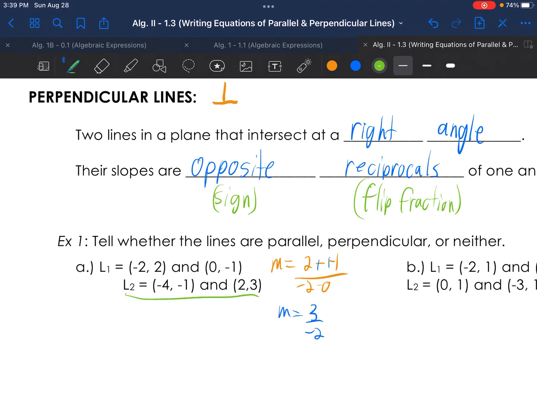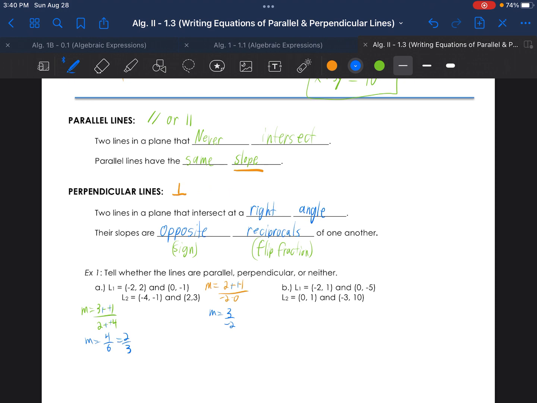Now I need to find the slope of this other line. So I do the same thing. M equals 3 minus negative 1, or the reverse, over 2 minus negative 4. And I'm going to be adding in both of those again, and get m equals 4 over 6, which reduces to 2 over 3. Now those slopes are not the same, 3 over negative 2 and 2 over 3, so they're not parallel. So the question becomes, well, are they perpendicular?